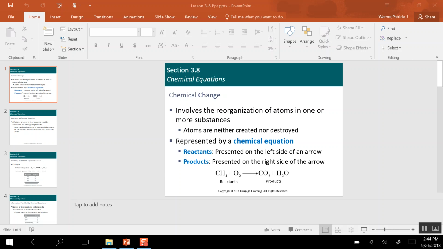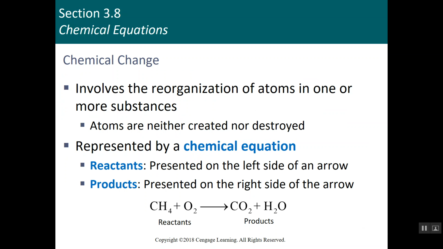Welcome to lesson 3.8. Today we're going to look at the basics of chemical equations. A chemical equation describes a chemical change. When we look at a chemical equation, we're just looking at the reorganization of the atoms. Atoms are neither created nor destroyed, they're just rearranged.